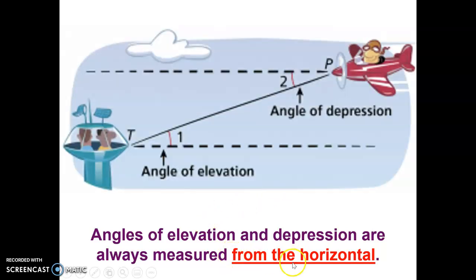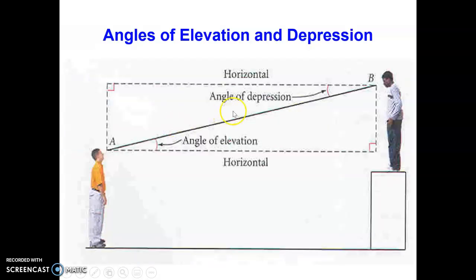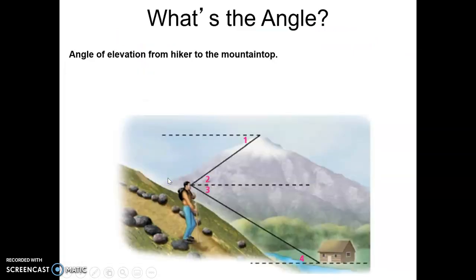So again, the key is from the horizontal, right? Here is the horizontal, angle of depression. Here from this tower, here's the horizontal, angle of elevation. Okay, another diagram, same thing. Horizontal, angle of depression, horizontal, angle of elevation. Two people are looking at each other. But from this person's perspective, it's angle of depression, and from their perspective, angle of elevation. Okay, all of that we got to here.